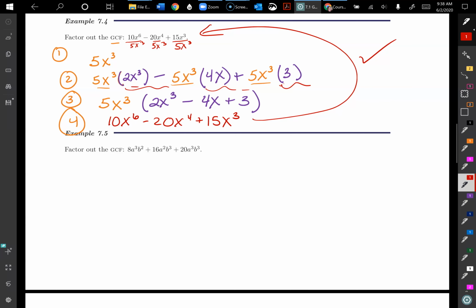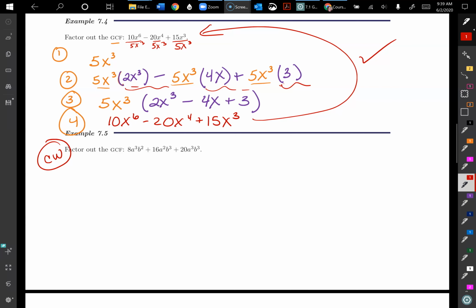Same way. So now on this one, again, maybe try it on your own. You could do it as classwork. So pause the video. So we have 8a cubed b squared plus 16a squared b cubed plus 20a cubed b cubed. So if you want to do this one again, just pause and try it out.